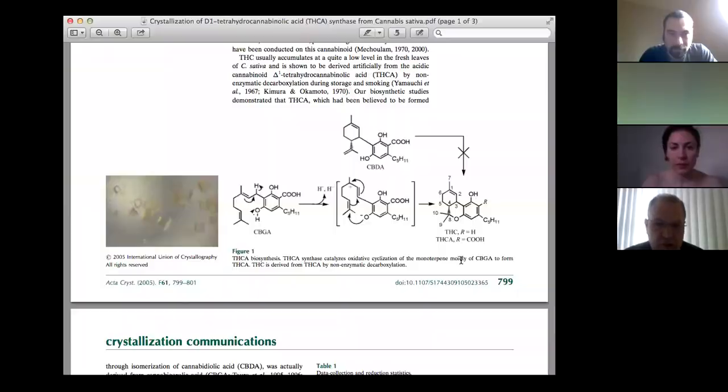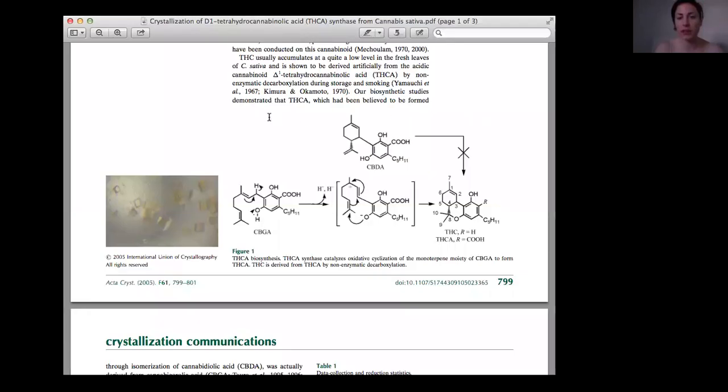Do you mind? I'm going to share my screen just for one second. I'm going to show this reaction that I'm talking about. Yeah, go ahead. We still have 8 minutes. I have one more question too. Okay, so this is the specific diagram where they show that it doesn't go from CBG to CBDA to THC. It's actually a direct catalytic reaction from CBG to THCA. Yeah, and I will send this paper to everyone, to Matt, and then he can send it to everyone.